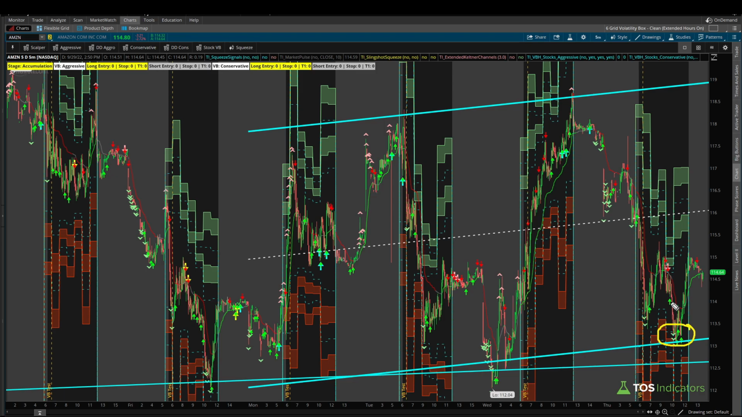So you're really bringing together a confluence of a few different technical analysis indicators. In this case, volatility along with channels, trend lines, and price action. So here's an example of that inside of Amazon.